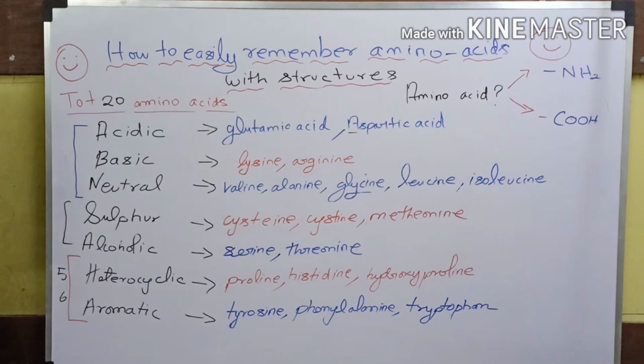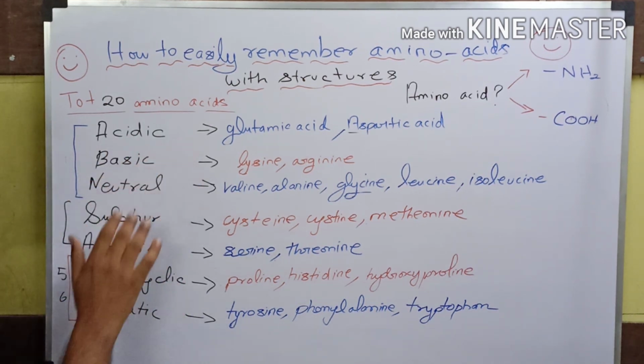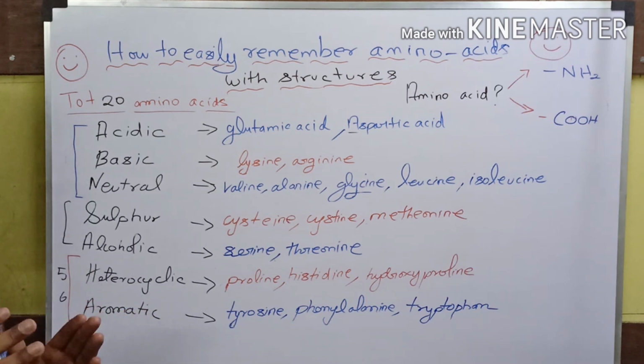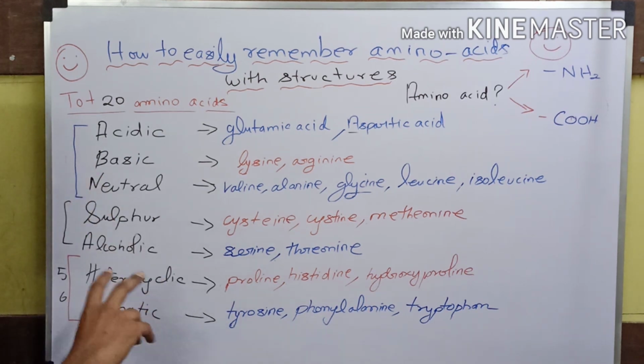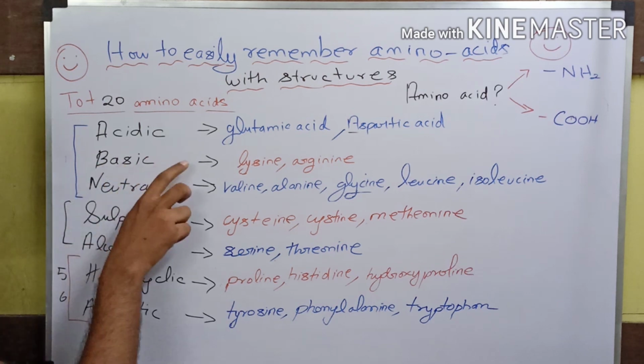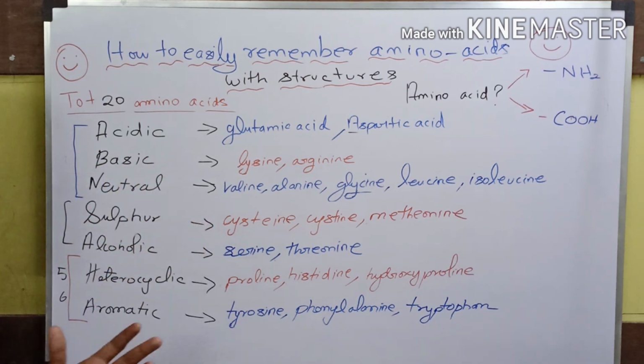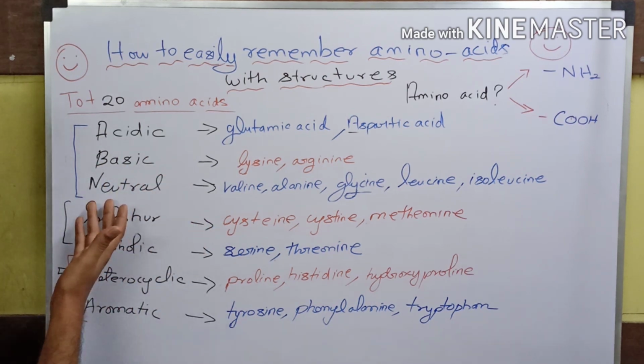Remember the pH scale. Acids have low pH value. So, first I have written acid. Followed by that, basics have high pH value compared to acids, so I have written basics second. Finally, neutral. Neutral means nothing. So, last I have written neutral.